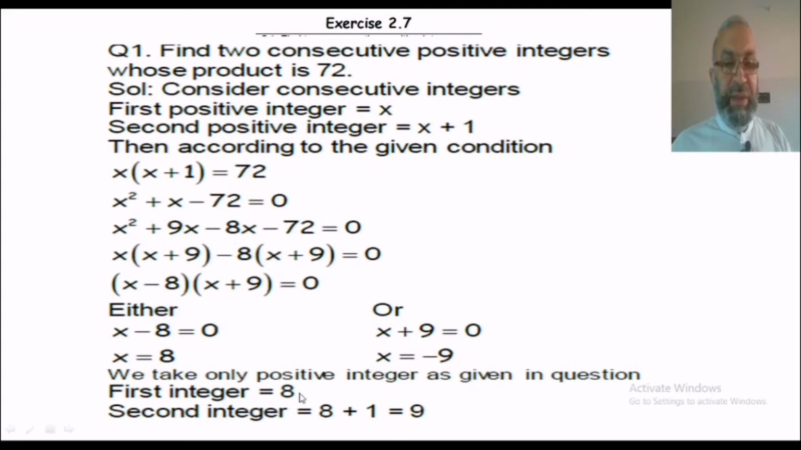So the first integer x is equal to 8. The second integer becomes 8 plus 1, that is x plus 1, as we already substituted. So putting the value, 8 plus 1 is equal to 9. Thus we get two consecutive integers, 8 and 9. That is the first application of quadratic equation in real life.